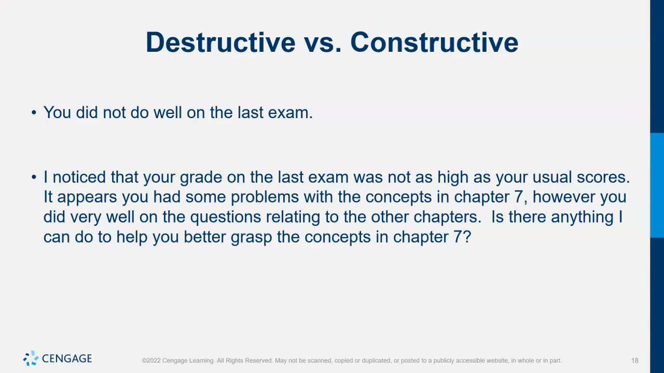It's also important to use constructive feedback versus destructive. An example of destructive feedback is, you did not do well on the last exam. That's not really telling you anything that you didn't already know. A more constructive approach would be to say something like, I noticed your grade on the last exam was not as high as your usual scores, and it appears you had some problems with the concepts in Chapter 7. However, you did well on the questions relating to the other chapters. Is there anything I can do to help you better grasp those concepts in Chapter 7? That's constructive. Now we can actually dive into what the issue on the exam was.